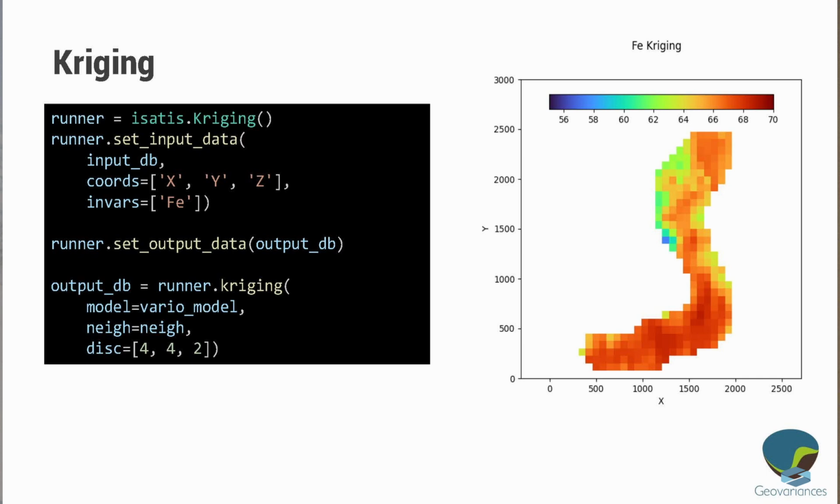You tell it what the input data is, so your composites. You say what your output block model is, and you say call the kriging calculation with my variogram model and these ellipsoid parameters, and they would have had to have been defined earlier on, and the output is a kriged estimate.